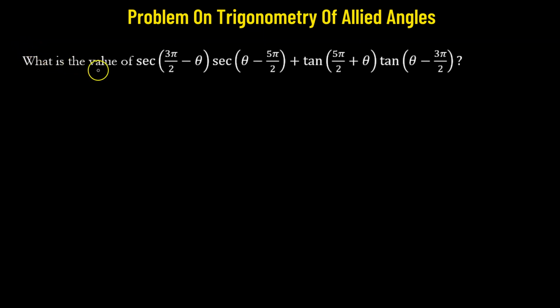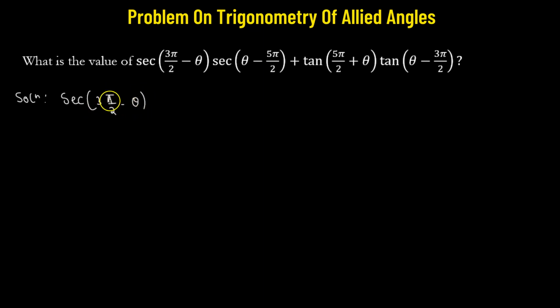In this problem, we need to find out the value of the given trigonometric expression. Let us begin. First, we'll find out the value of each of the trigonometric ratios. So let's begin with secant of 3 times pi over 2 minus theta.